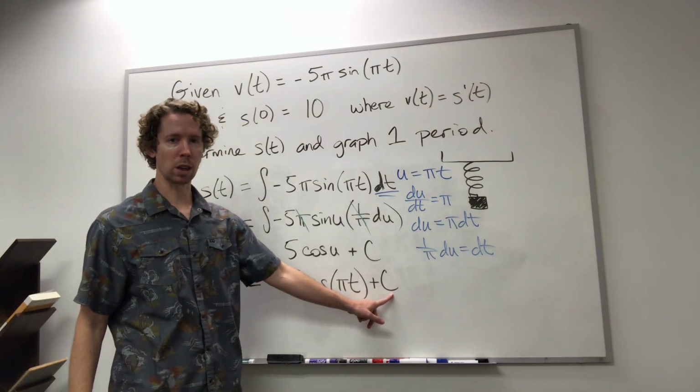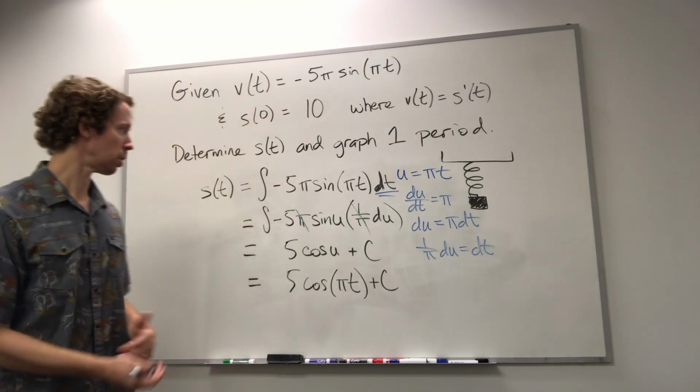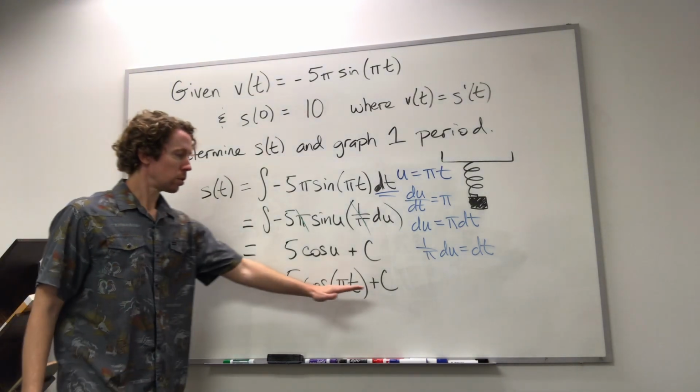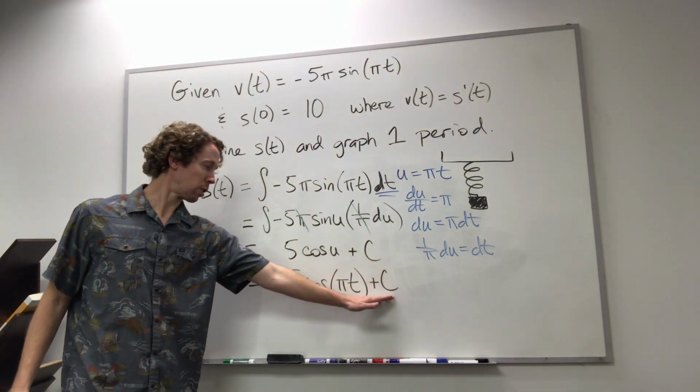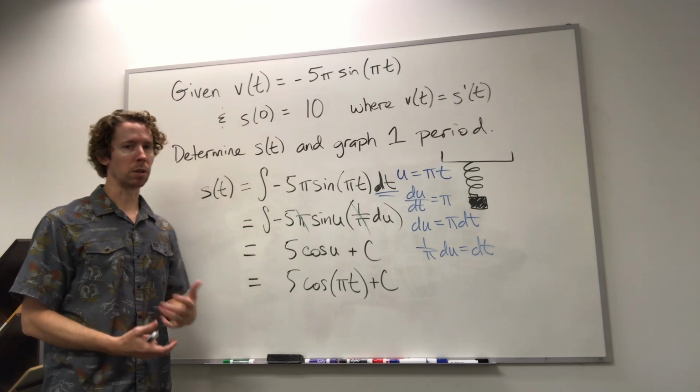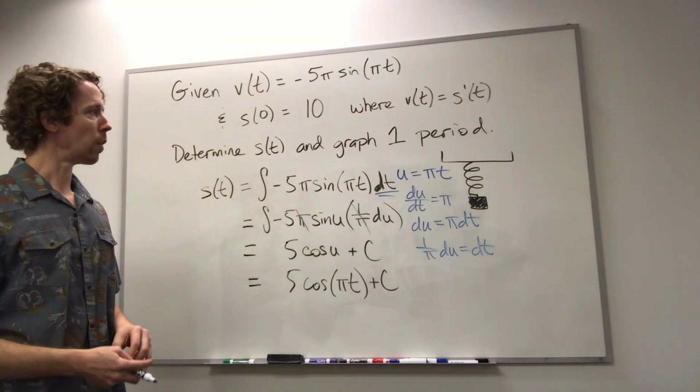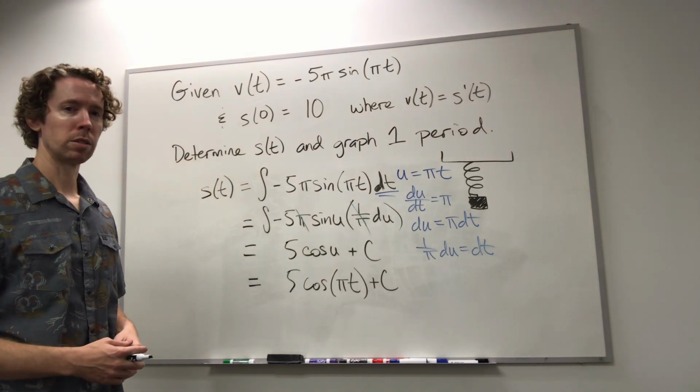We don't know yet what this constant is. Could be 0, could be something else. I want to figure out what that constant function is, then I'll have the position function completely determined. And then I want to graph that position function.